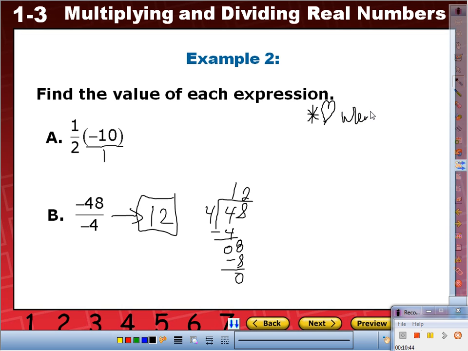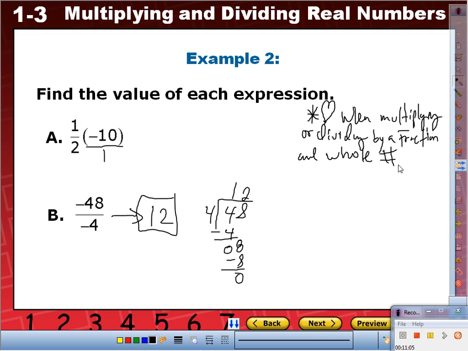And then write, when multiplying or dividing by a fraction and whole number, comma, write the whole number over 1. Okay? And then afterwards, just follow the 3 basic steps that we wrote.